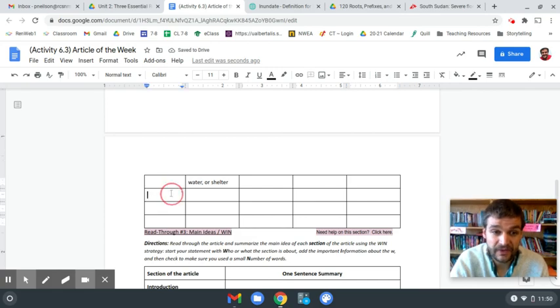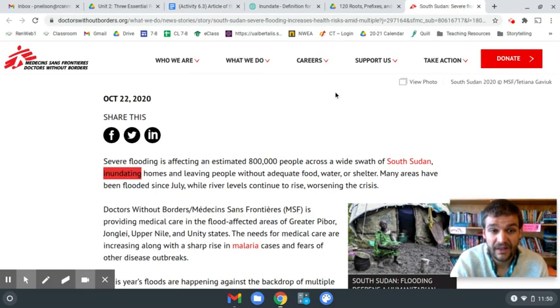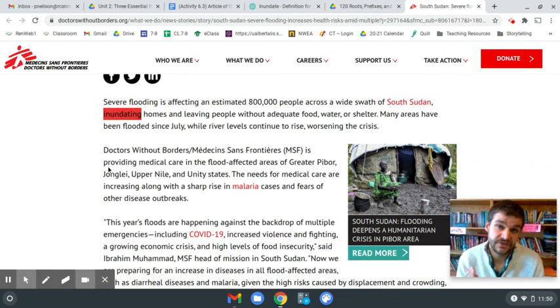Okay, so we finished the first one, inundating. Now your job is to go back into the article and keep on reading and choose 3 more vocabulary words to pull out and do the CPR strategy with. All right, thanks.